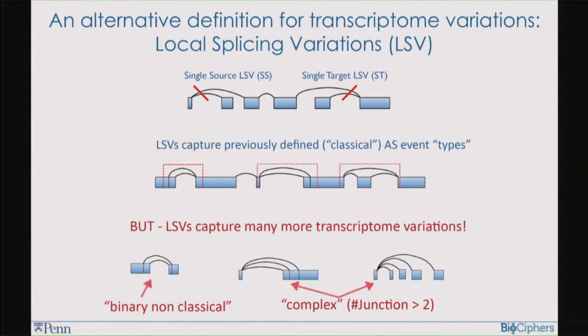And so last year we came up with a different definition for how we think about splicing variations, and we called it local splicing variations. And the definition is rather simple and intuitive over a splice graph. So let's look at a gene splice graph. The exons here are the blue rectangles, and the edges represent splicing events where you splice the exons together.